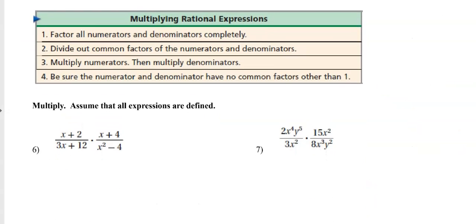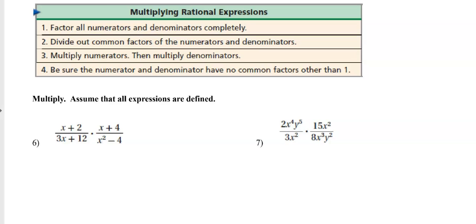All right, moving right along, let's multiply some rational expressions. But first of all, we got some rules. Number 1 says factor out all the numerators and denominators completely. Then we want to divide out common factors. That way we're not multiplying more than what we have to. Then we actually can multiply the top and the bottom and then make sure that there's no common factors. So let's put this into practice.